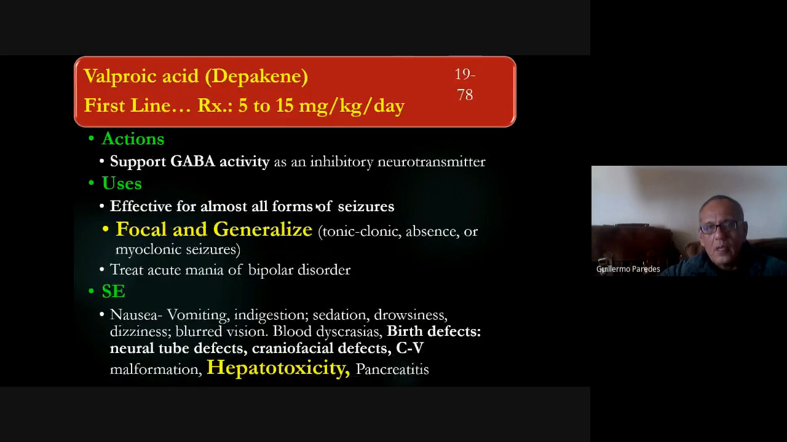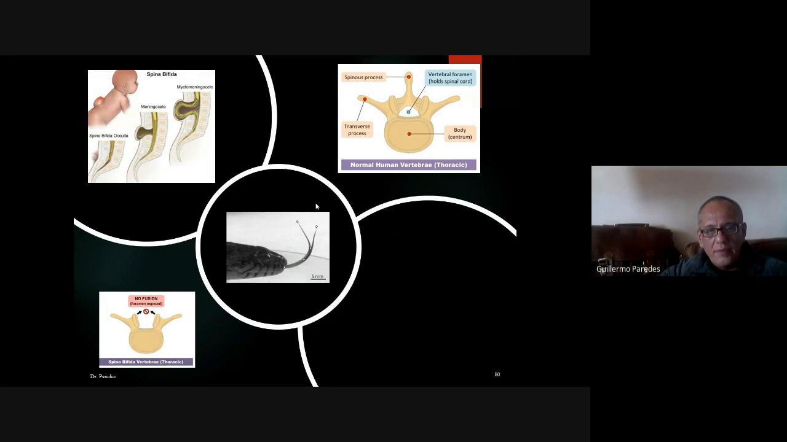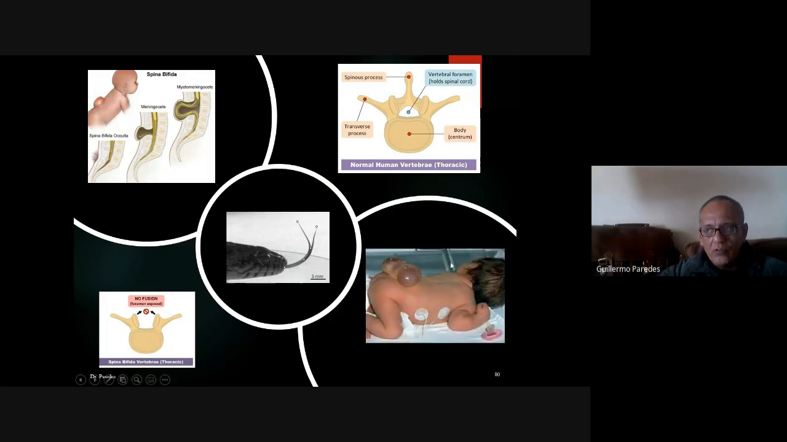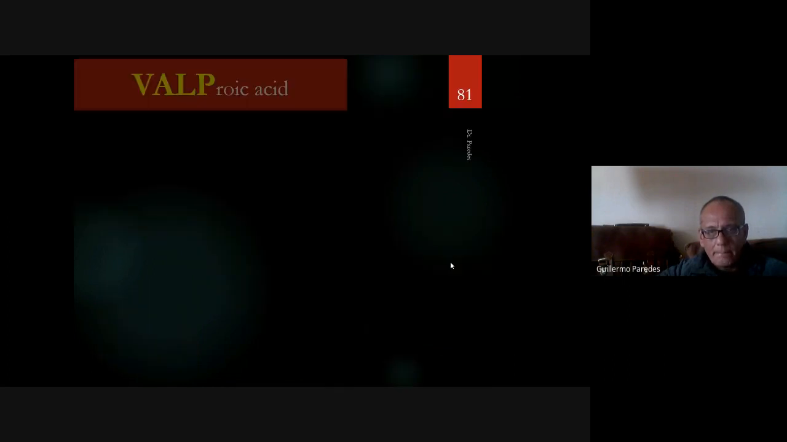We have valproic acid. Valproic acid is Depakine, the oldest anti-epileptic, used for focal and generalized seizures. It is a very common drug, basically all-terrain. You can have focal, simple, complex, generalized, and valproic acid can be used for any of these seizures. The problem with valproic acid is that it can lead to spina bifida, so it is contraindicated, especially in the first trimester. You okay with that?